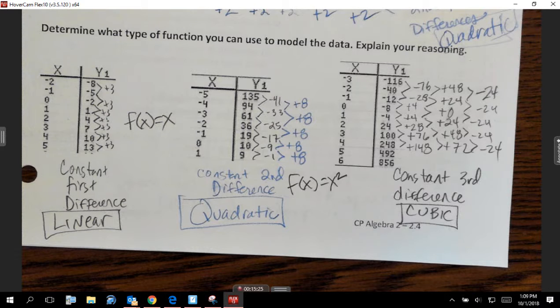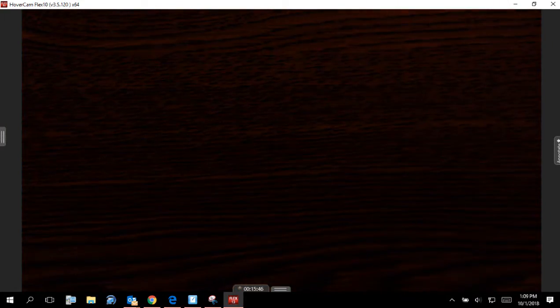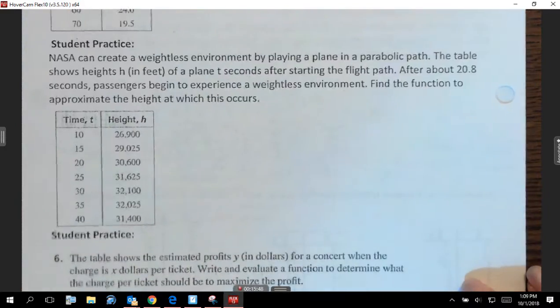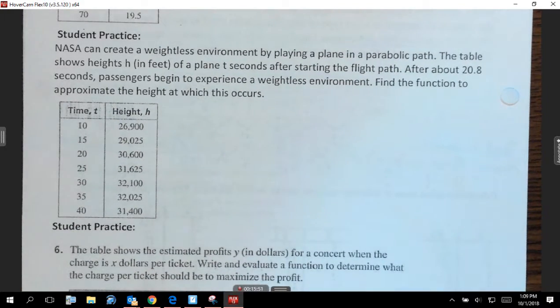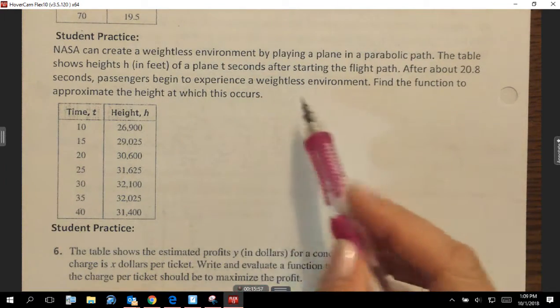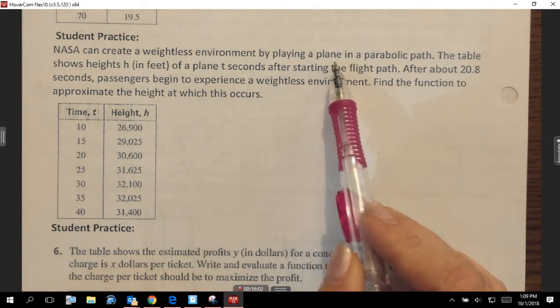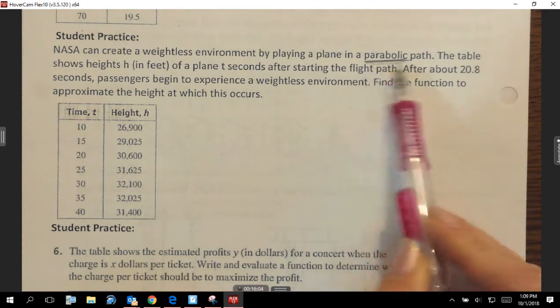Now, when you do data in real life, is it always perfectly spaced data? No. So that's why we use the regression feature when it is not perfectly spaced data. So that's where we started the notes today. Let's pick back up there. We were at example 2, or it's not 2, the one over NASA. And this says that it tells you in the question that NASA can create a weightless environment by flying a plane in a parabolic path. That says that this is going to be quadratic.